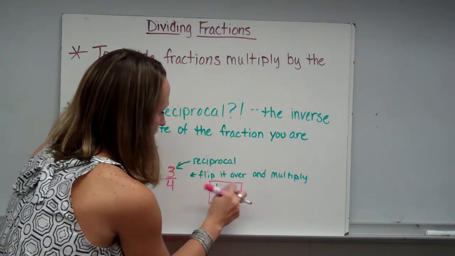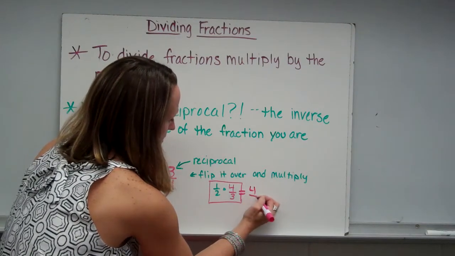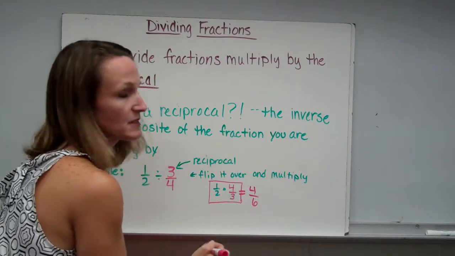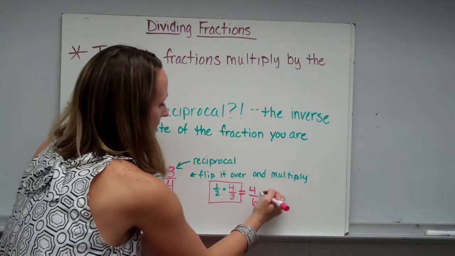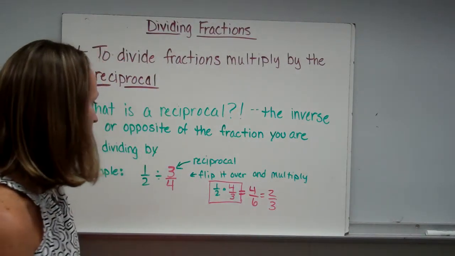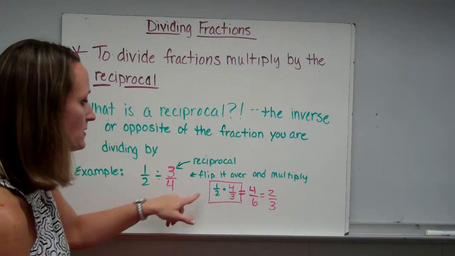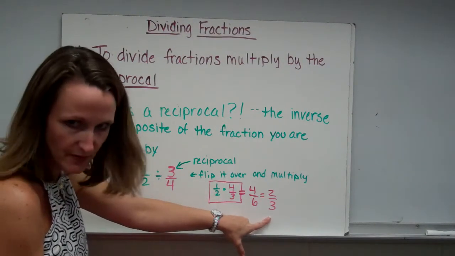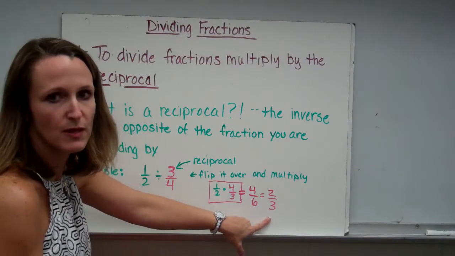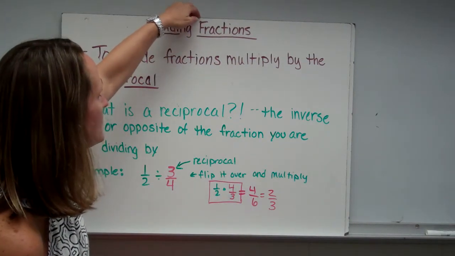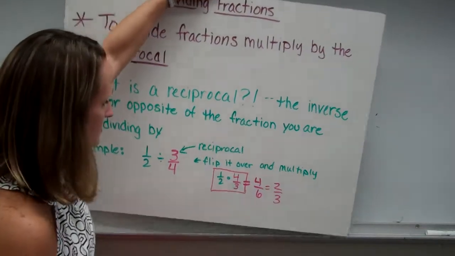1 times 4 is 4. 2 times 6... 2 times 3 is 6. 4 over 6. 4 and 6 are both even. I can simplify. 2/3 is my answer. So what is 1/2 divided by 3/4? 2/3. So how do you divide fractions? Multiply by the reciprocal. So you're not really dividing at all. Let's look at some examples.